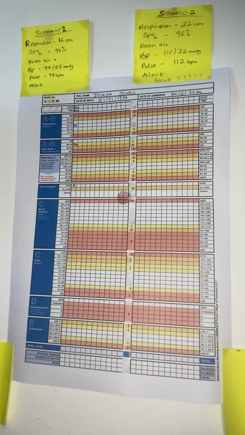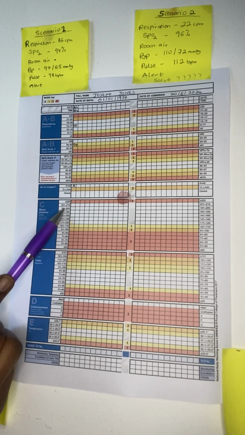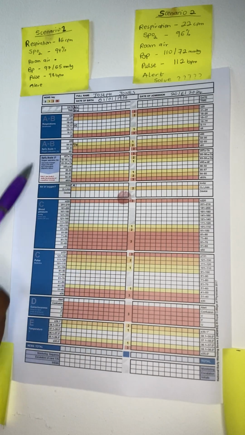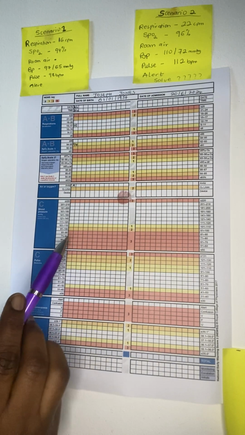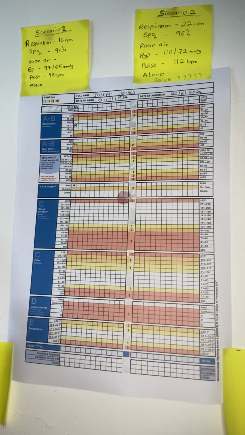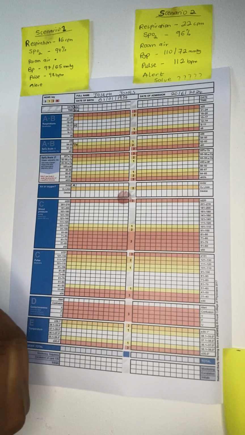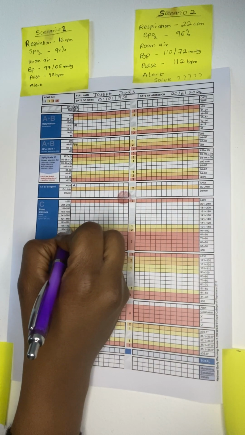Good. Now, this is the blood pressure column, okay? The blood pressure area. So systolic is what? 97. Now, look at this very carefully. Where is 97? 97 is between 91 and 100, okay? So I am going to put an arrow. I'm going to write 97.